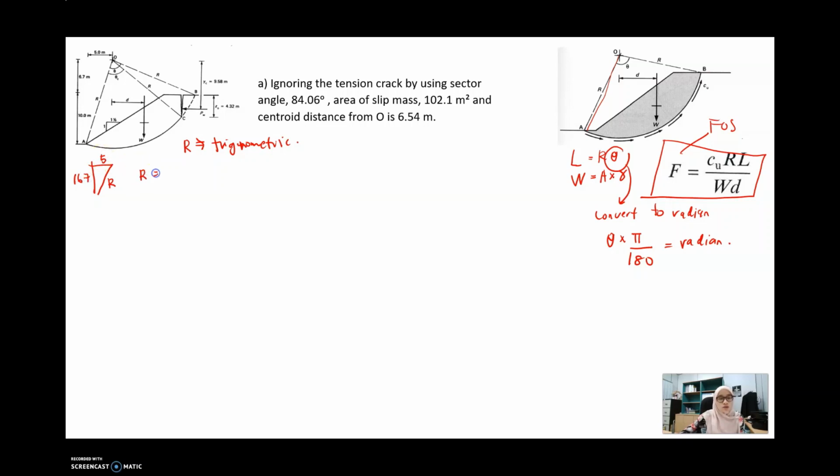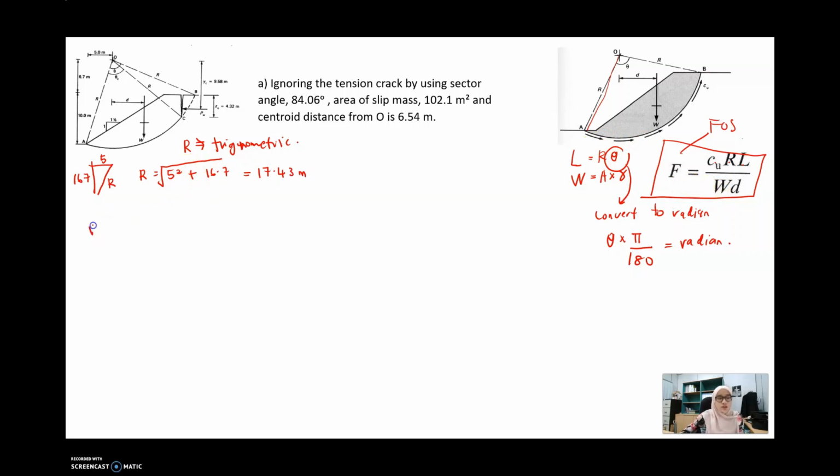So R should be 5 over the square root. So you will get 17.43 meter for the R value. Okay, so you have the Cu, you have the R, you have the L. By using R theta, you don't know the value of W.